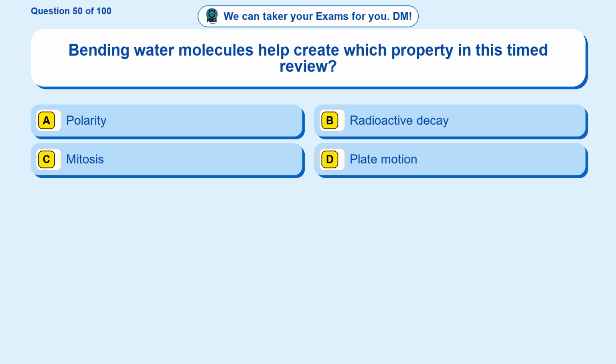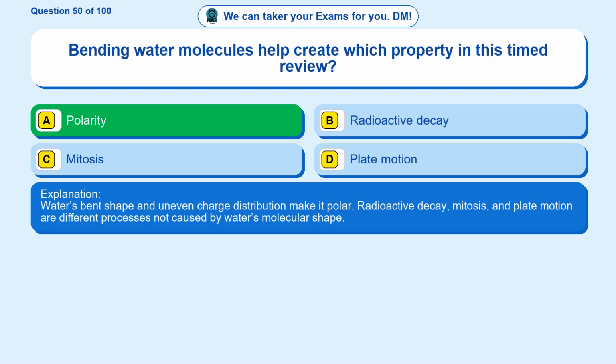Question 50. Bending water molecules help create which property in this timed review? Option A polarity. Option B radioactive decay. Option C mitosis. Option D plate motion. The correct answer is option A. Polarity. Water's bent shape and uneven charge distribution make it polar. Radioactive decay, mitosis, and plate motion are different processes not caused by water's molecular shape.